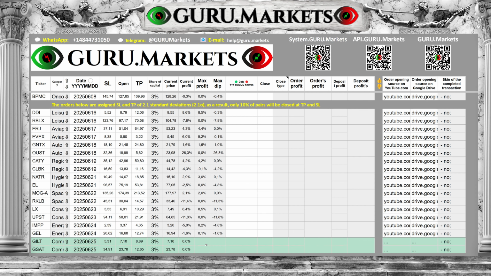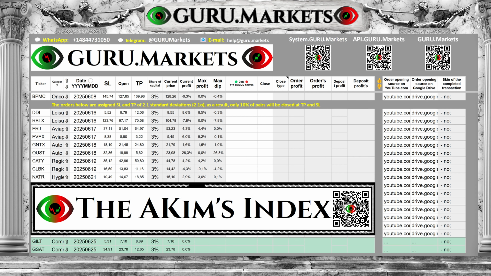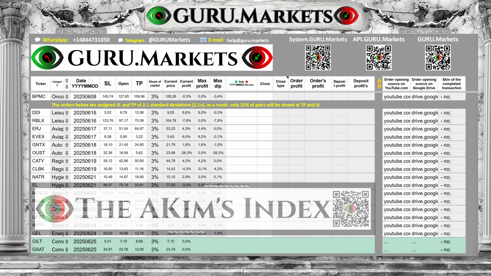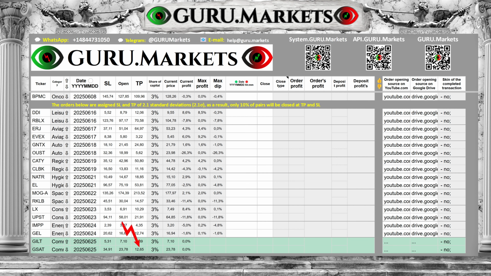The company's assessment was carried out using the assessment model, the Akeem's Index. Take profit is set at 12.65. Stop loss is set at 34.91. In case the order is not closed by take profit or stop loss, then the order is fixed automatically at the end of the session on July 25, 2025, or on the last trading day before this date.